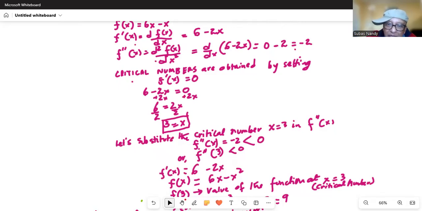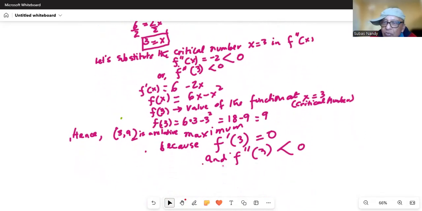So what does y come up with? We come up with y equal to 6 times 3 minus 3 squared, or f of 3 is 9. Hence, the point (3, 9), where 3 is the x value and the y value is 9, is a relative maxima. And the main reason is f prime x is 0 and f double prime x is less than 0, so it's a maxima at that point, (3, 9).